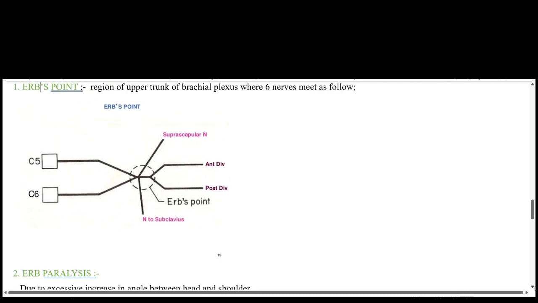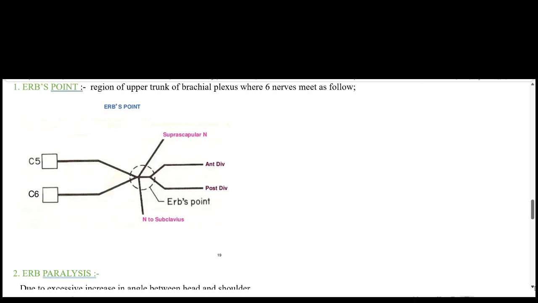First we will see Erb's point. Erb's point is basically the region where the nerves meet: C5 and C6, the anterior and posterior divisions, and the suprascapular nerve and nerve to subclavius. All these meet at one point. It is called Erb's point. Okay, it can come as a 3 marks question.